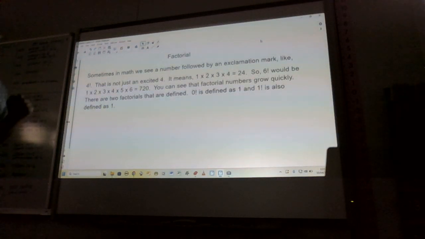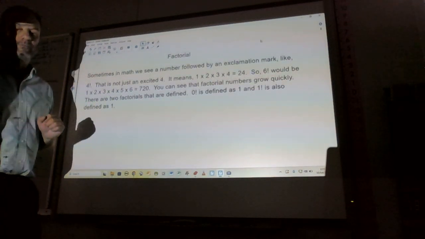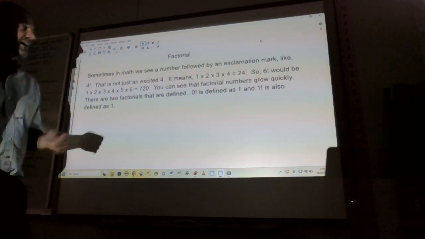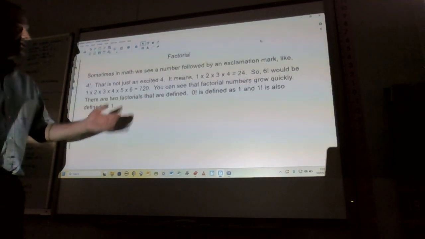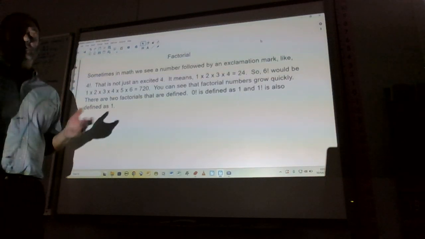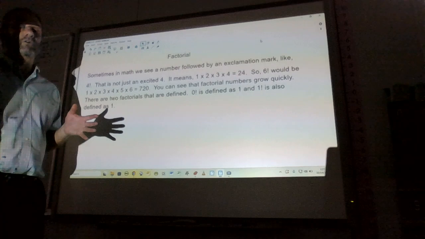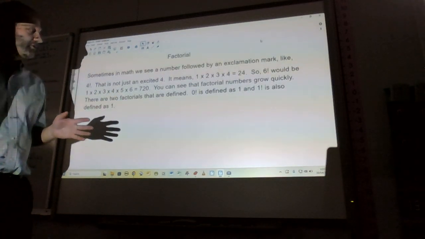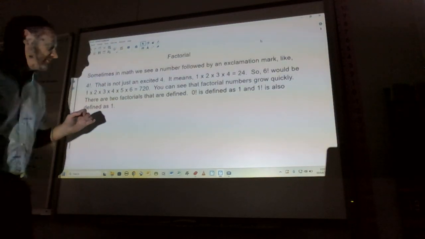What it means is 1 times 2 times 3 times 4, which is 24. So if we did 6 factorial, that would be 1 times 2 times 3 times 4 times 5 times 6, which is 720. And you can see that this grows really fast. My goal is to have my bank account grow factorially. So you can see factorial numbers grow very quickly.